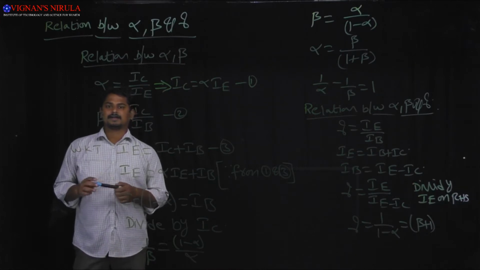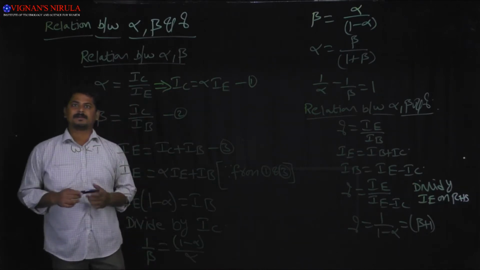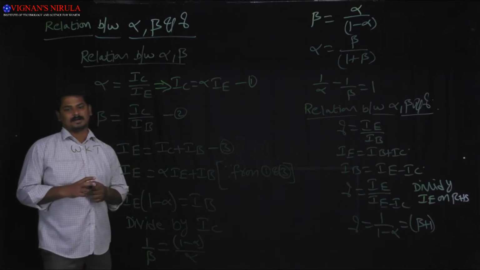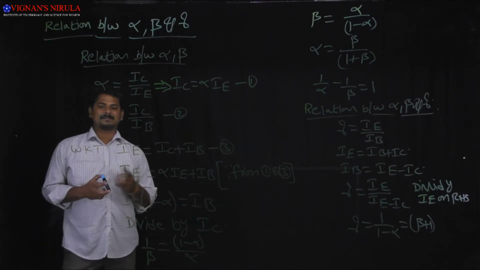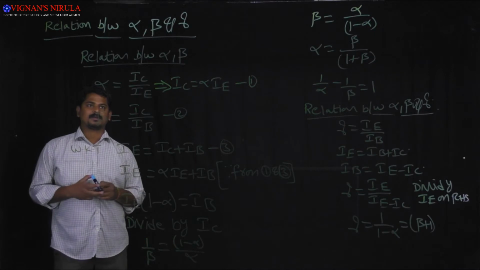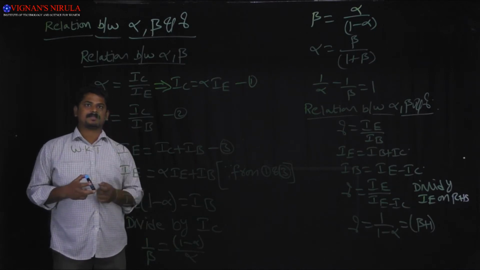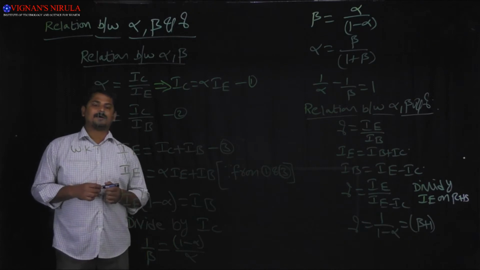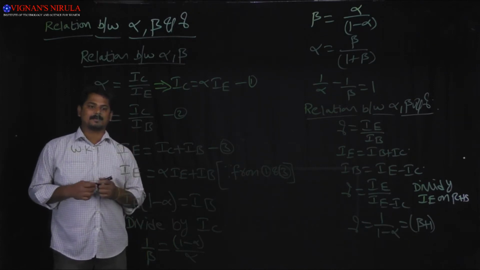In today's lecture, we will discuss the relation between alpha, beta and gamma. They are the current gain parameters in common base, common emitter and common collector configuration. First of all, we will see the relation between alpha and beta, that is the current gain in common base and current gain in common emitter configuration.